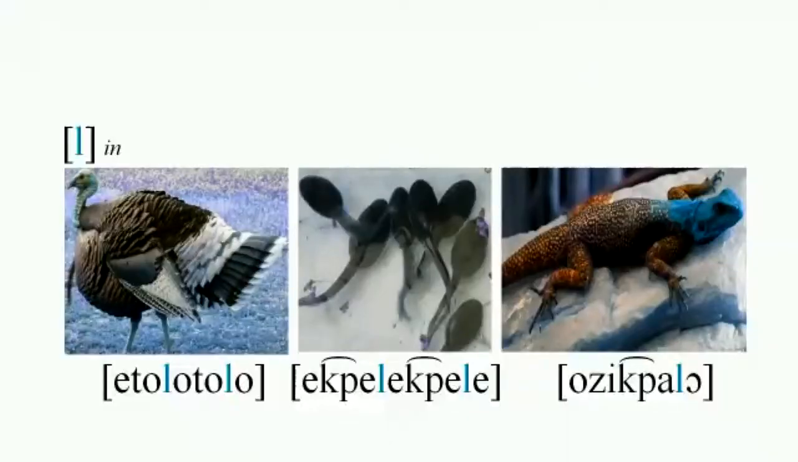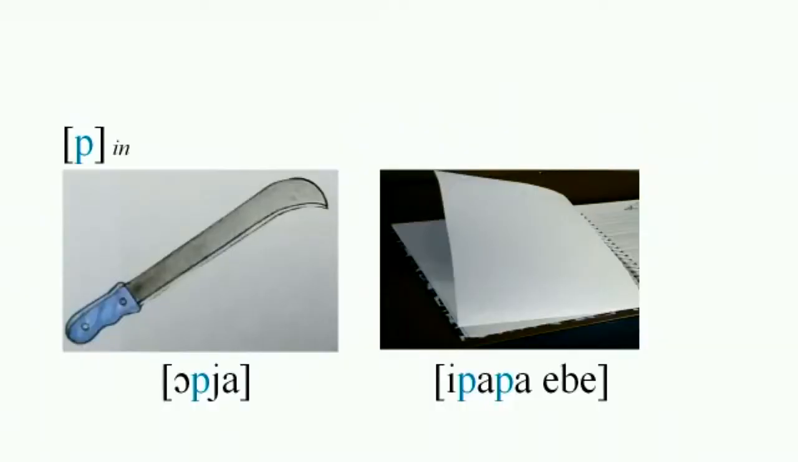The consonant Li is present in a Tolotolo, a Pelepele, Ozipalo, Olo, Egile. The consonant P in Opia and in Papa, here in Papebe.